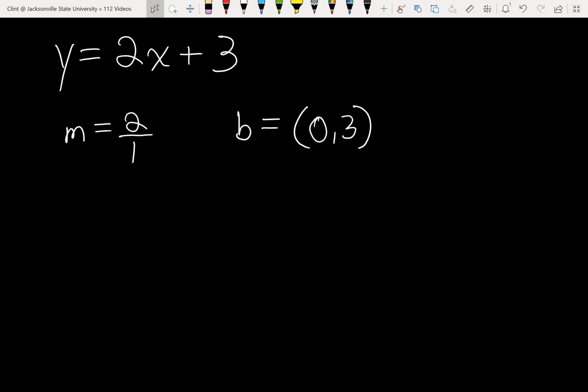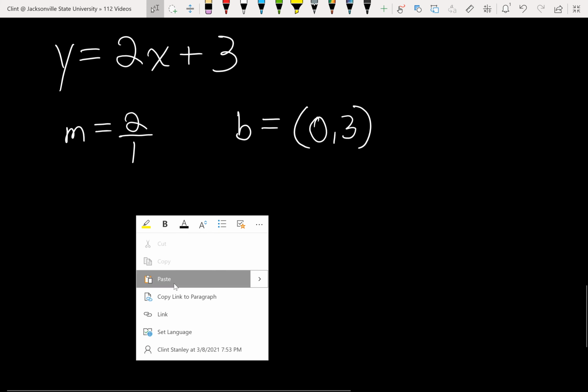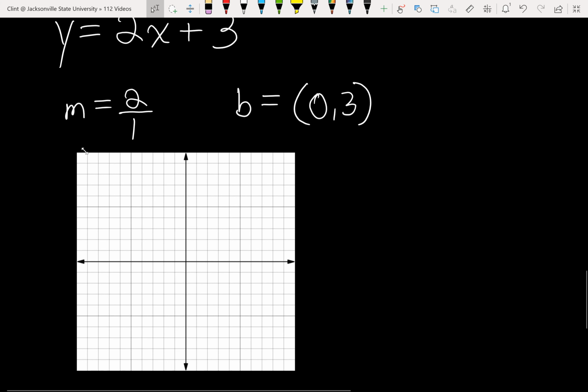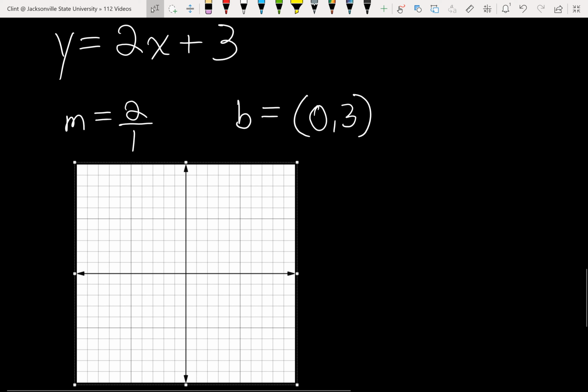Let's see, I think I've got some graph paper saved here. Now, let's see, paste. There's just some graph paper. Let's see, a little bigger. There we go. So now our graph will actually look decent. So this is enough for us to graph this line, okay?